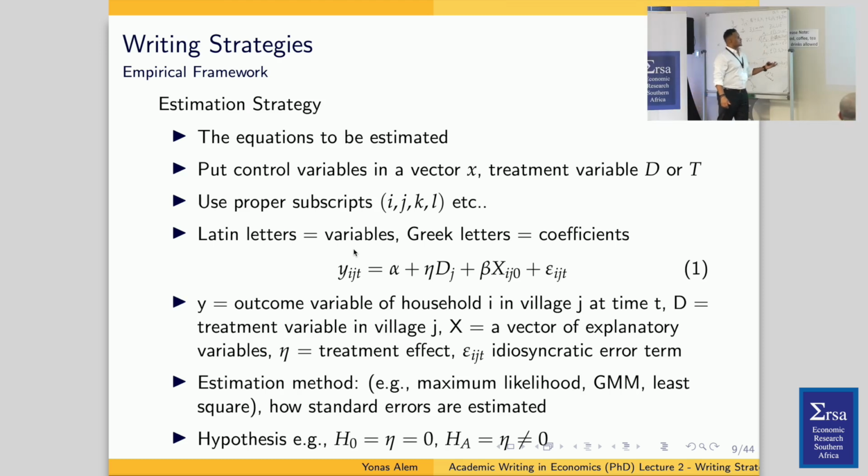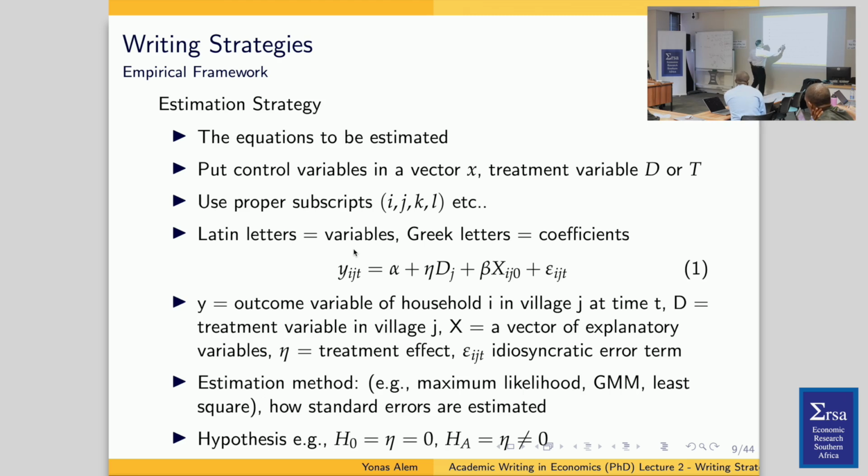So Y here is the outcome variable of household i in village j at time t. D is a treatment variable here. Y_ijt is the outcome variable of individual i. It could also be firm i in industry j at time t. Let's say this is panel data, for example. This is how you would represent it.